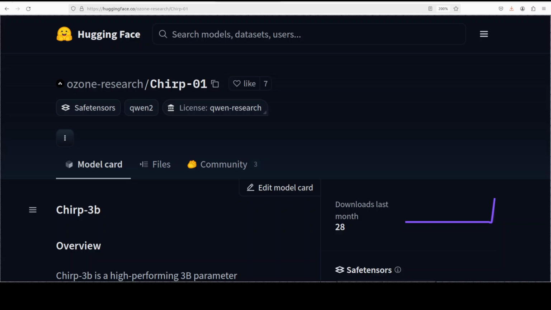This model seems quite compact yet powerful enough if you look at the benchmarking results which they have shared on their model card, and I will drop the link to it in video's description, so do check them out.